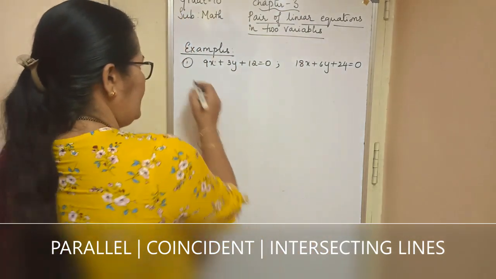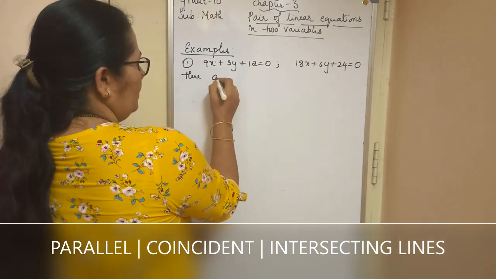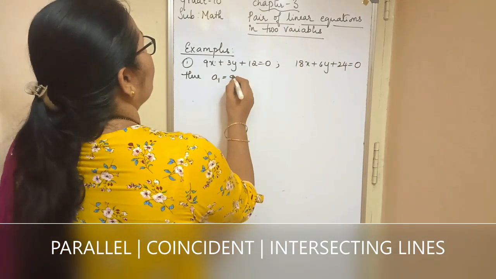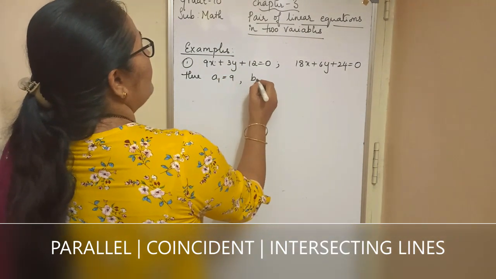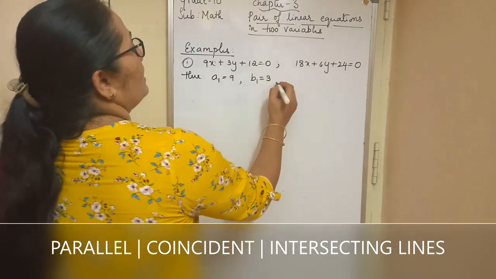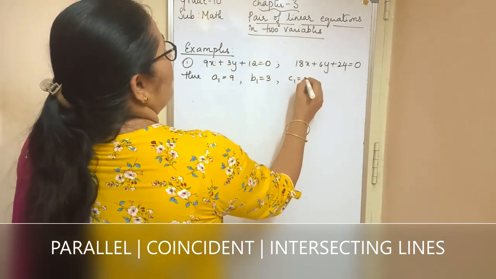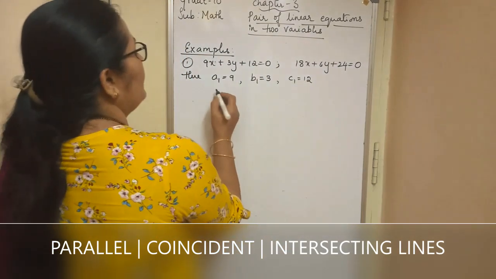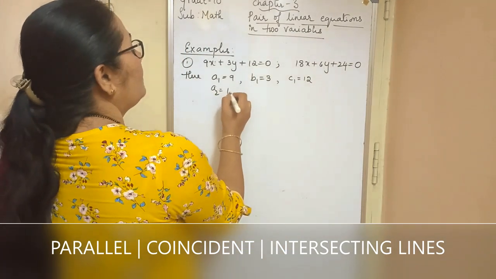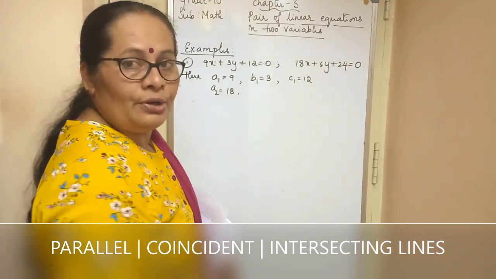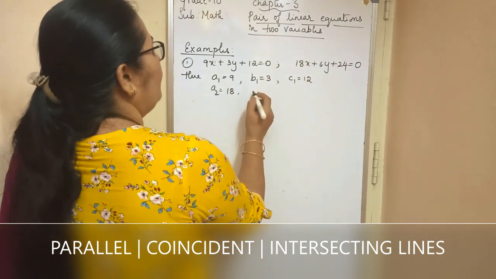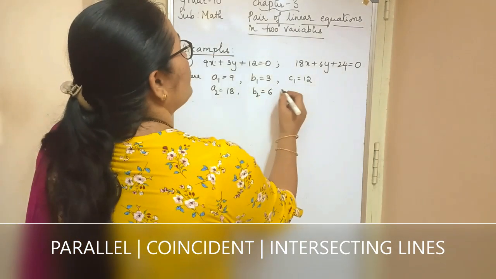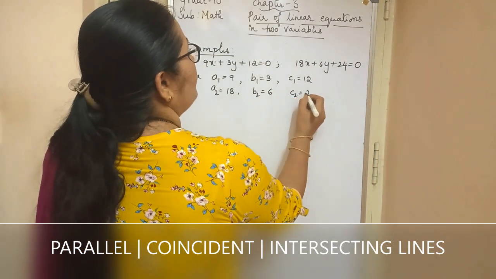Now, here, a1. What is a1 here? Coefficient of x. Then what is b1? Coefficient of y. And c1 is the constant term in this first equation. Take the second equation. a2 equals 18, the coefficient of x. Then b2 is the coefficient of y, and c2 equals 24.